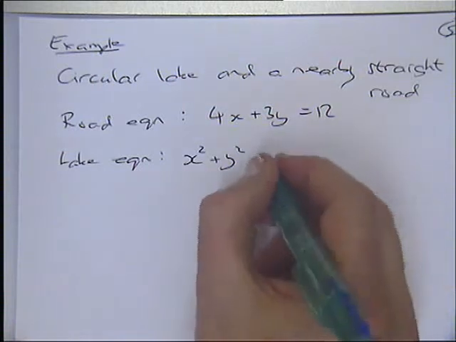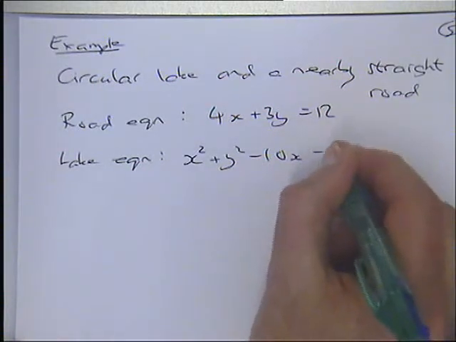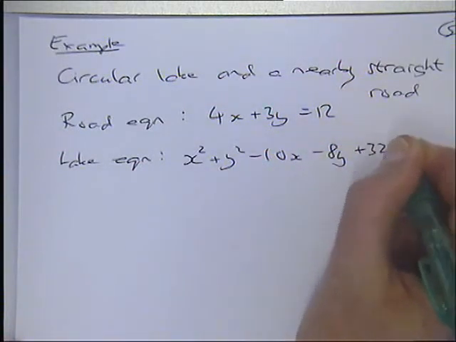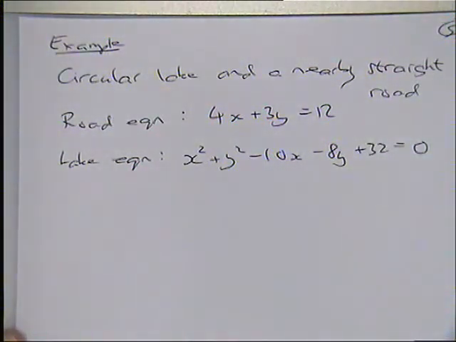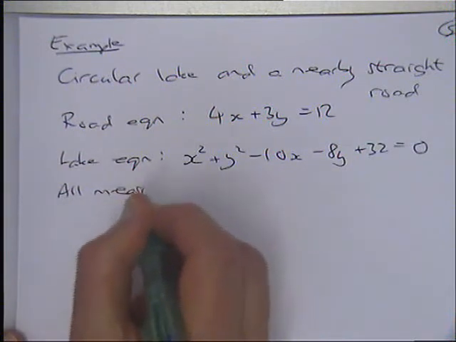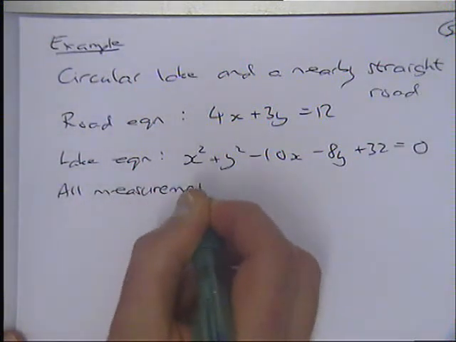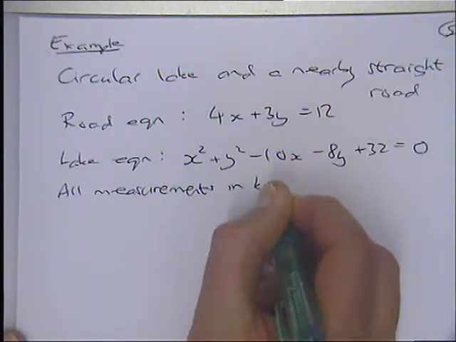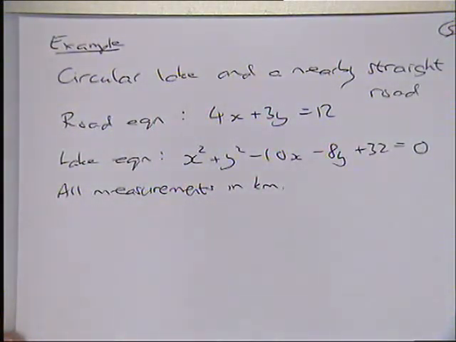X squared plus y squared minus 10x minus 8y plus 32 equals 0. And all measurements are in kilometres.